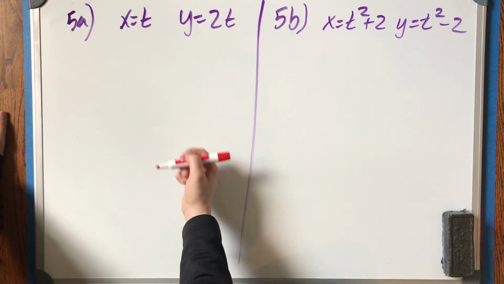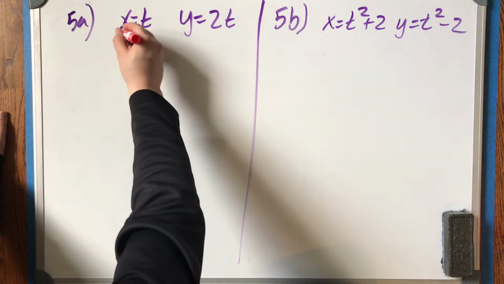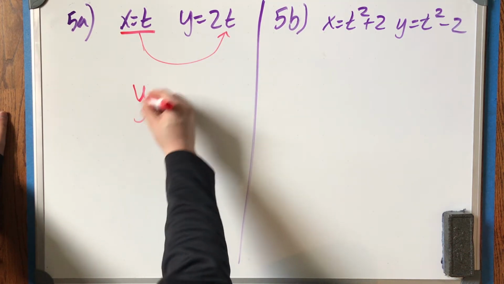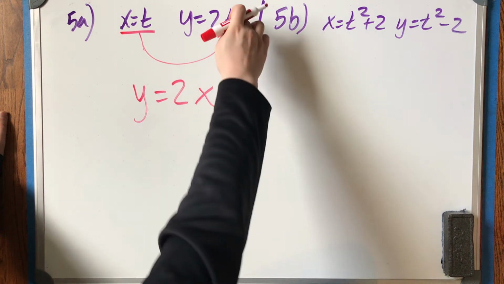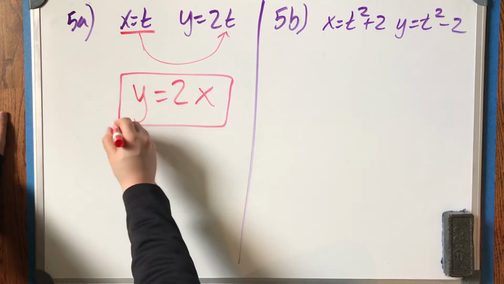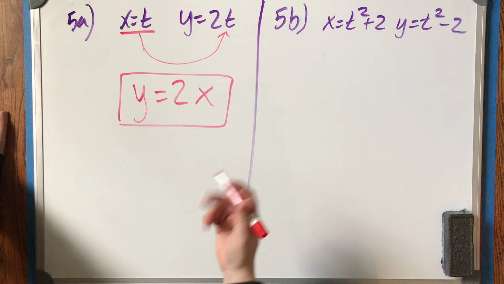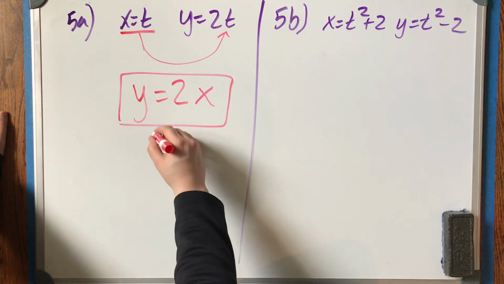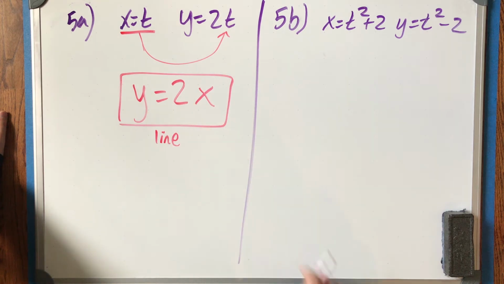So this first one I think is very easy because x equals t. I can just take that and do a direct substitution over here and I'll get y equals 2x because t and x are equal. So this is the rectangular equation or xy equation for this set of parametrics, and I can recognize that as a line.